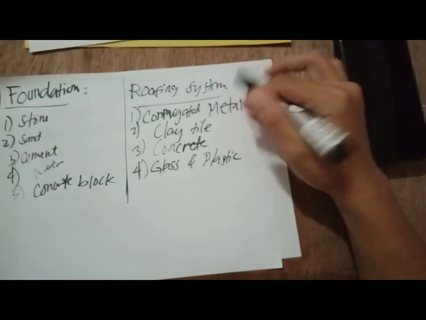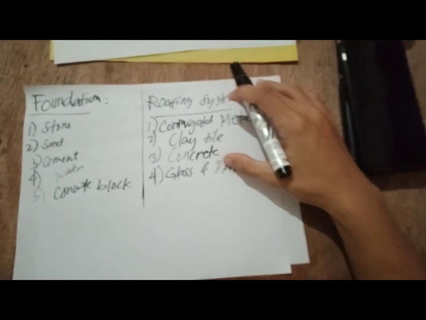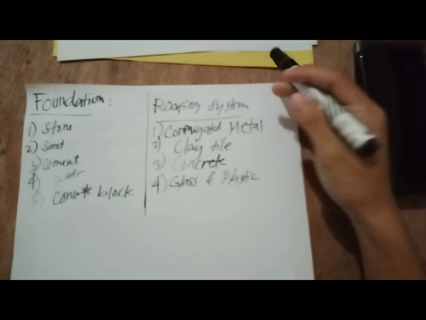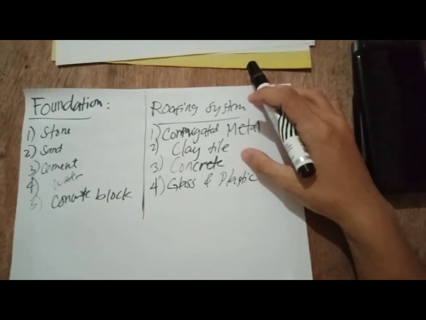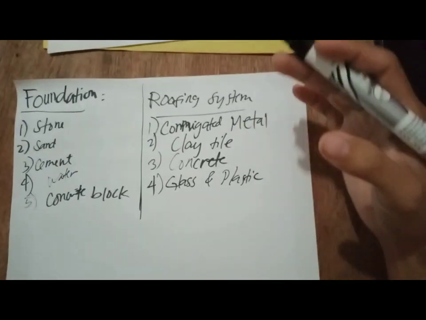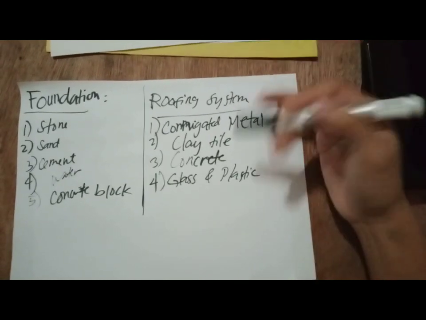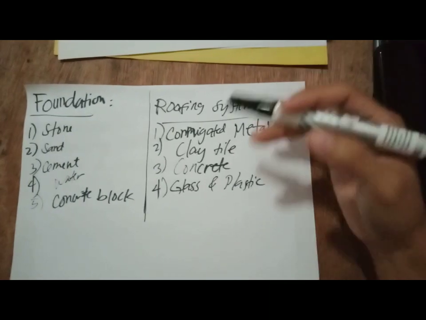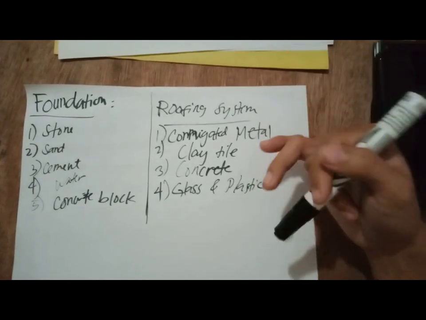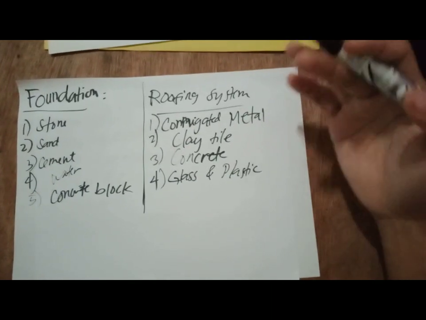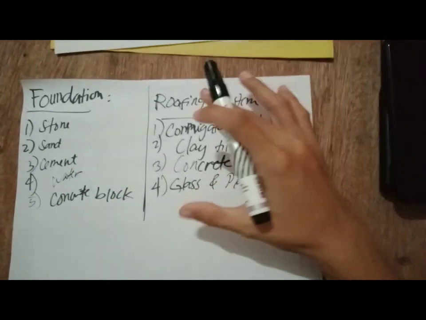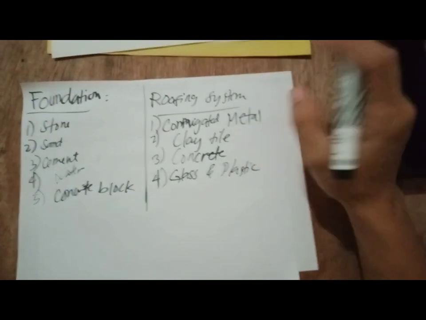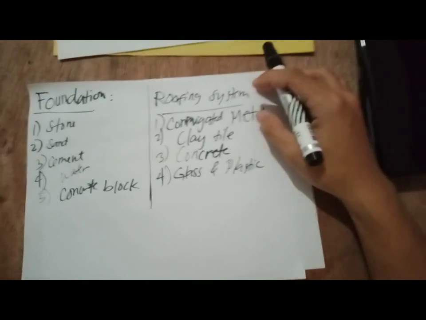The other material is the glass and plastic. Not common, but some use this kind of material for providing lighting for the rooms inside your building. That is the main purpose, to provide lighting during daytime, to allow the light coming from the sun to pass inside the rooms of your building.